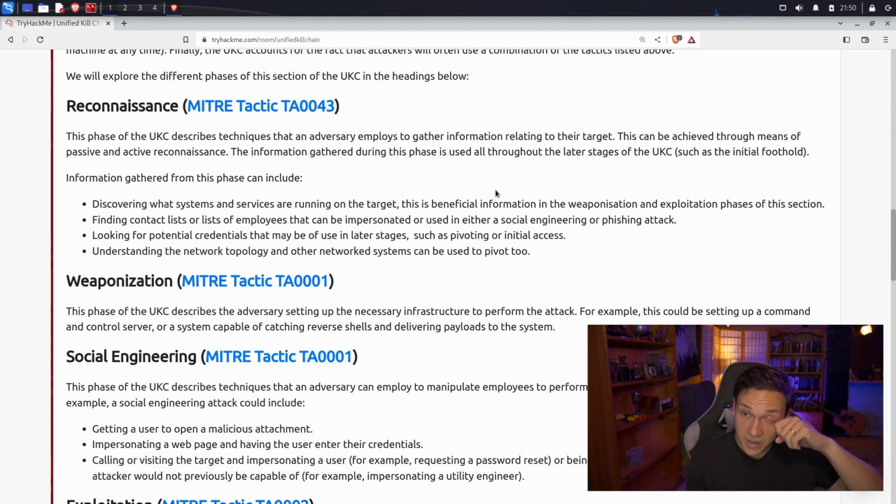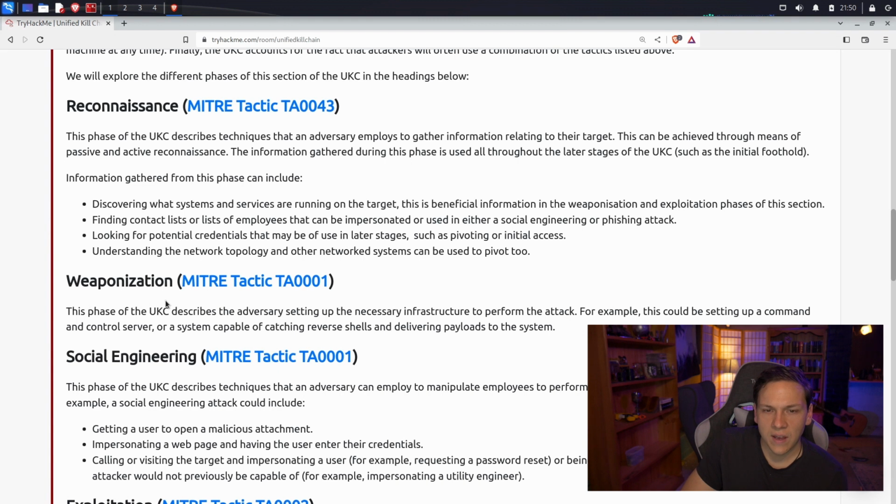This is beneficial information in the weaponization of exploitation and phases of this section. Finding contact lists and lists of employees that can be impersonated or used in either a social engineering or phishing attack. Looking for potential credentials that may be of use in later stages, such as pivoting or initial access. Understanding the network topology and other networked systems can be used to pivot to weaponization.